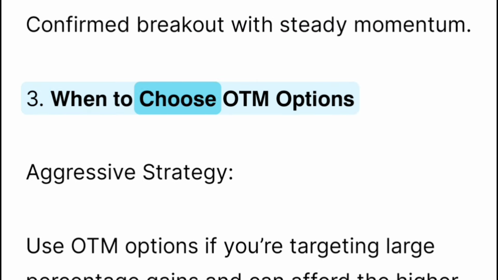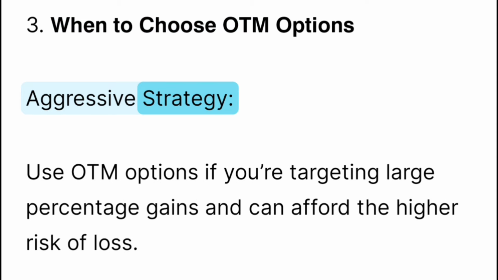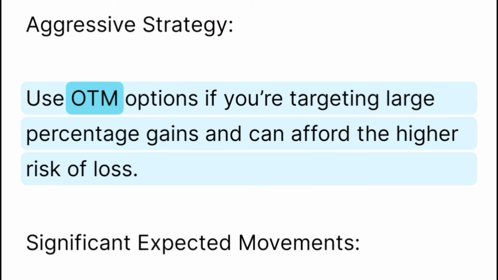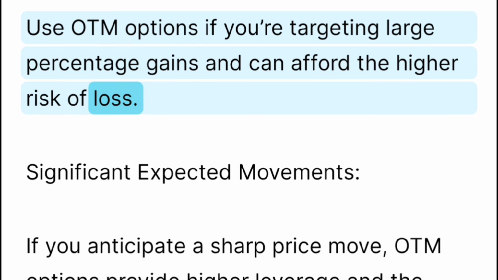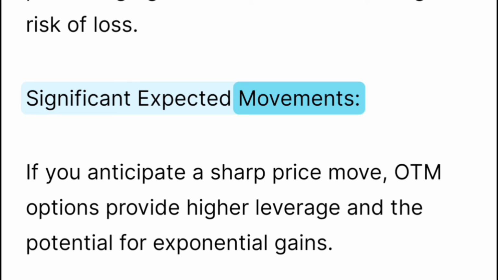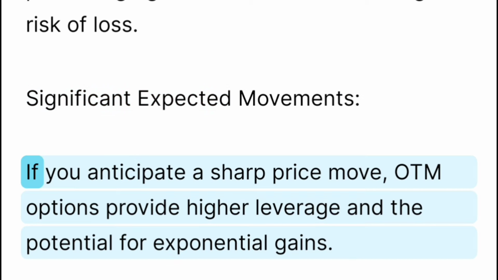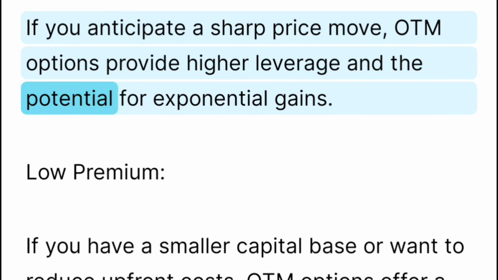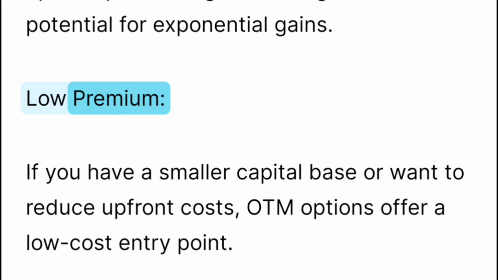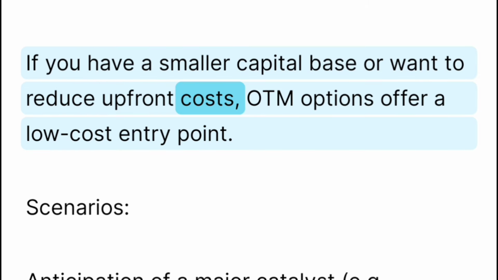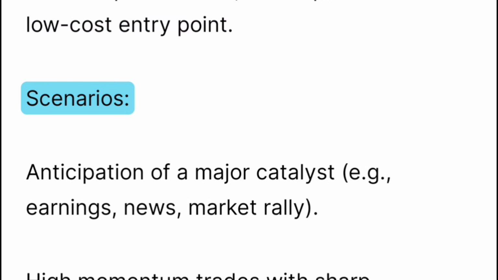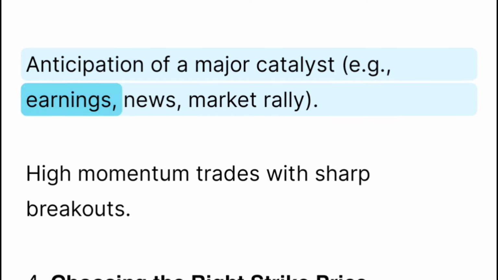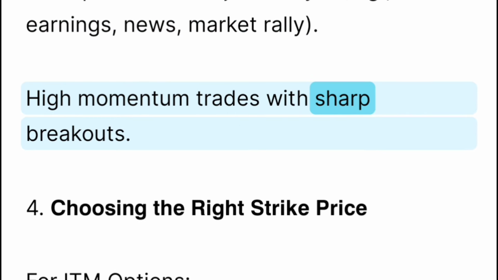3. When to choose OTM options. Aggressive strategy: use OTM options if you're targeting large percentage gains and can afford the higher risk of loss. Significant expected movements: if you anticipate a sharp price move, OTM options provide higher leverage and the potential for exponential gains. Low premium: if you have a smaller capital base or want to reduce upfront costs, OTM options offer a low-cost entry point. Scenarios: anticipation of a major catalyst, for example, earnings, news, market rally. High momentum trades with sharp breakouts.